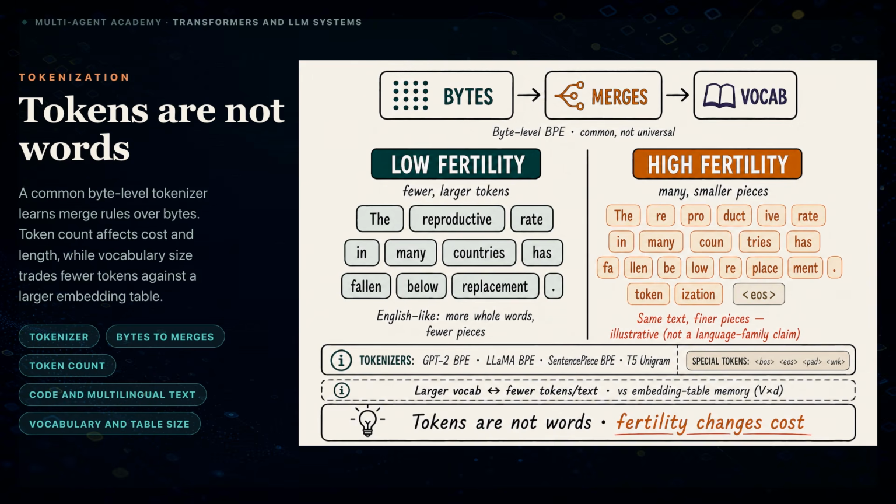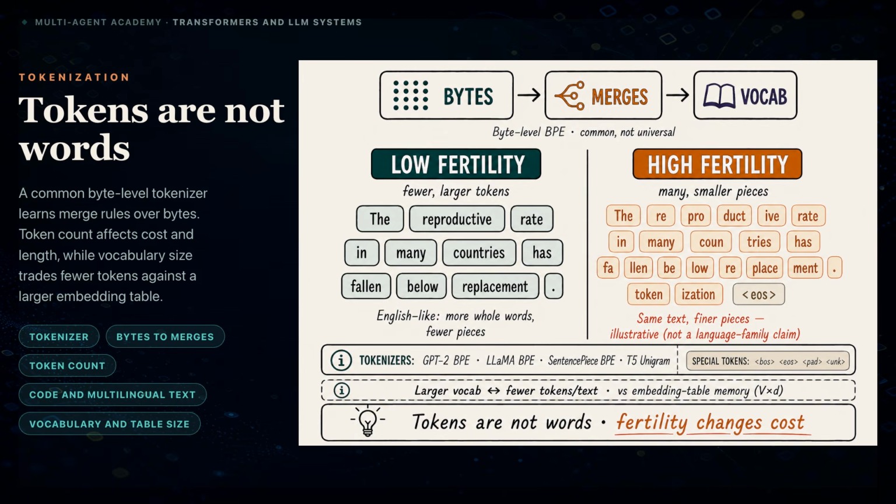Tokens are not the same as words. A modern tokenizer often uses byte pair encoding. It starts from bytes, learns which neighboring pieces to merge, and builds a fixed vocabulary. The same text can become fewer larger tokens, or many smaller pieces. Code and multilingual text often produce more tokens than everyday English, even when the text looks short. That token count changes cost, latency, and how much fits inside the length limit.